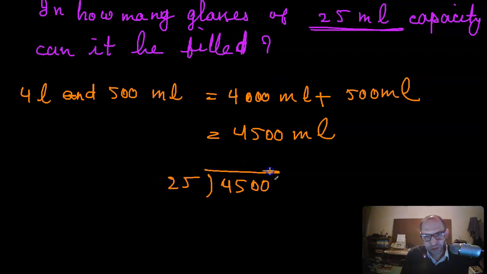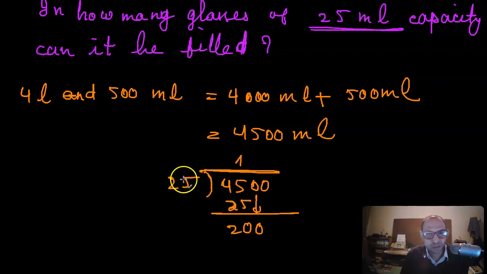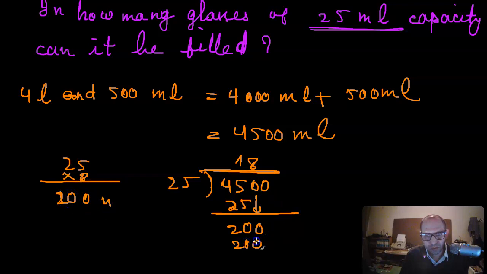4,500 divided by 25: 25 goes one time into 45, and then the remainder is 20, and I bring down this zero. Then 10 times 25 is 250. 9 times would be 225. 8 times would be 200. So 8 into 25 is the same thing as 40, 16, and 20. That's 200. And since I have a zero over here, I can put the zero right up here. So your answer is simply 180. So 4,500 divided by 25 is 180.